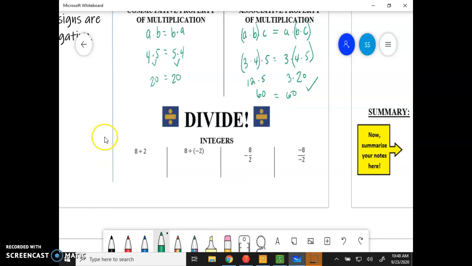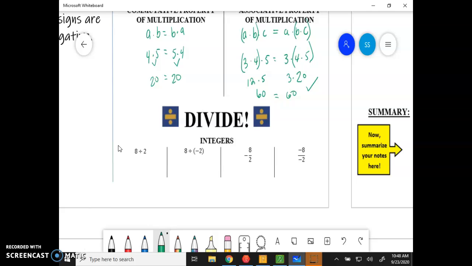Negative divided by a negative is a positive. A positive divided by a negative is a negative. If the signs are the same, the answer is positive. If the signs are different, the answer is negative. Okay, just like we mentioned before.